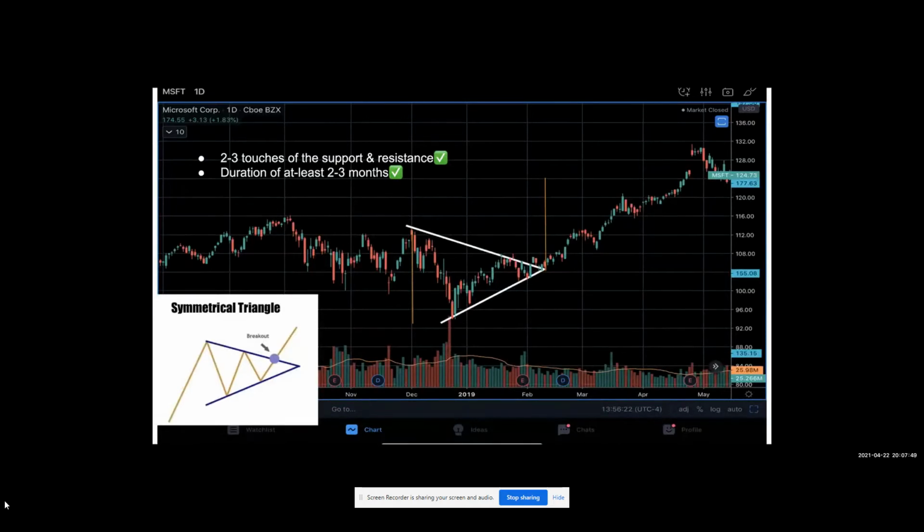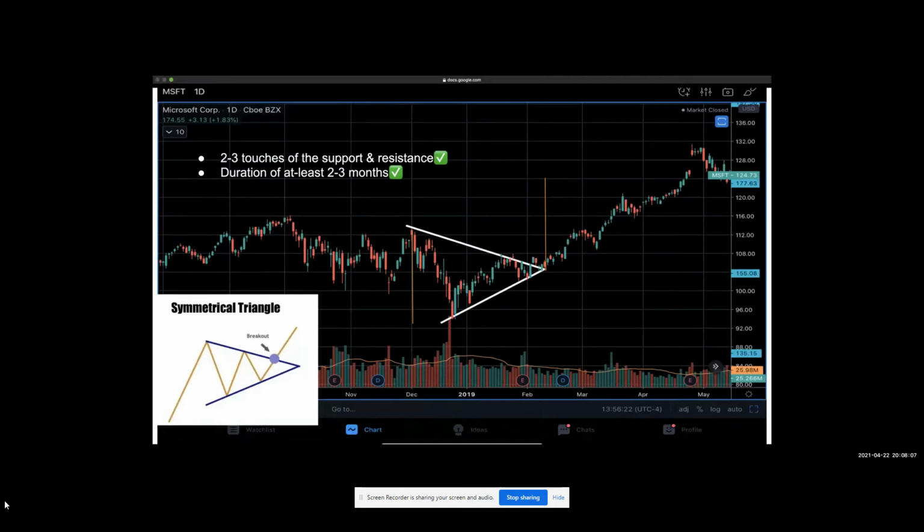So this is called a symmetrical triangle, right? And what makes it a symmetrical triangle, right? When I'm going over these price patterns, I'm talking about the daily chart because this is what they use it on, right?